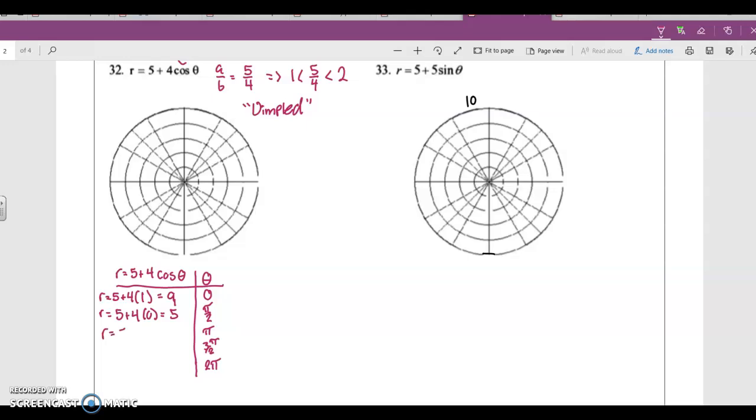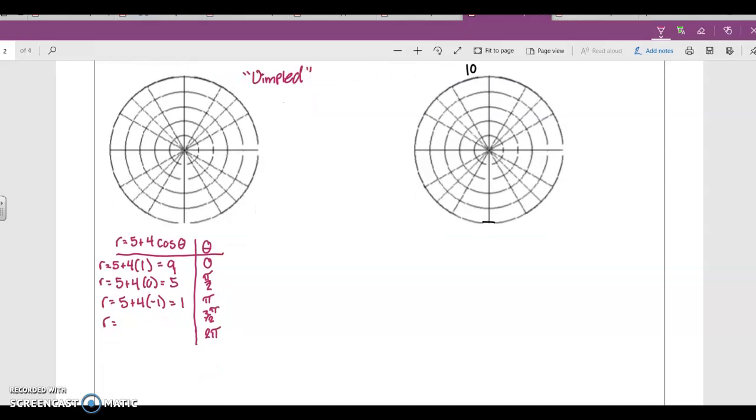Next, r is equal to 5 plus 4, cosine of pi is negative 1, so 5 plus negative 4 is just 1. R is equal to 5 plus 4 times the cosine of 3 pi over 2, which again is 0. So we get 5. And then last but not least, r is equal to 5 plus 4 times cosine of 2 pi, which is 1 again. So we have 9 again.